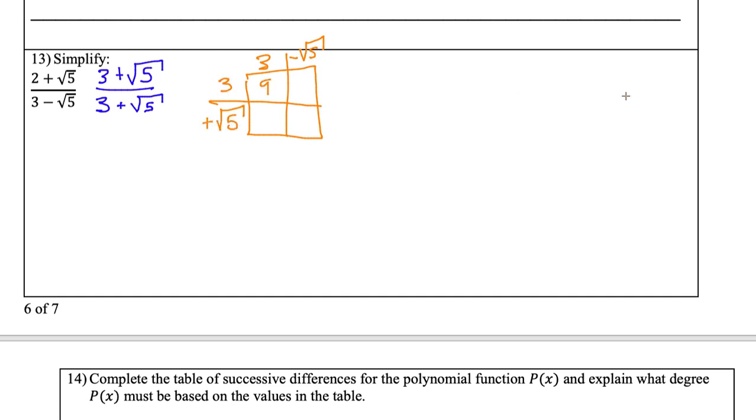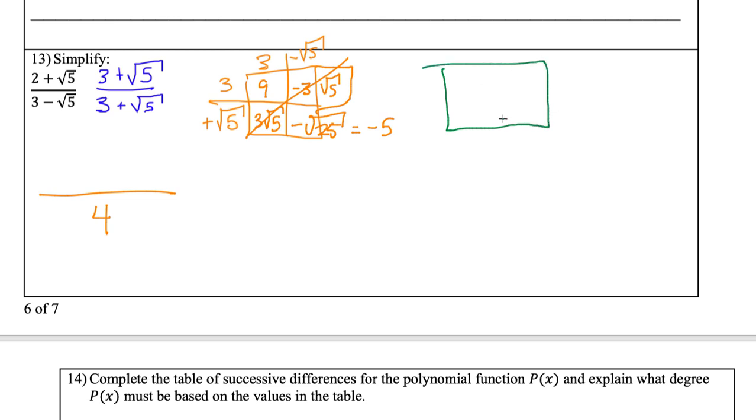That's going to be, I'll do this in this yellow, 9. This is going to be negative 3 square root of 5. This is going to be positive 3 square root of 5. Notice those cancel out. And negative square root of 5 times square root of 5 is negative square root of 25, which is equal to just negative 5. So negative 5 and 9 makes 4. So on the bottom, I'm going to have 4. So my fraction is now 4 on the bottom. Let's do the one on the top.